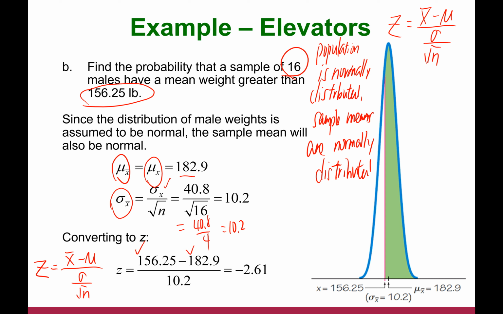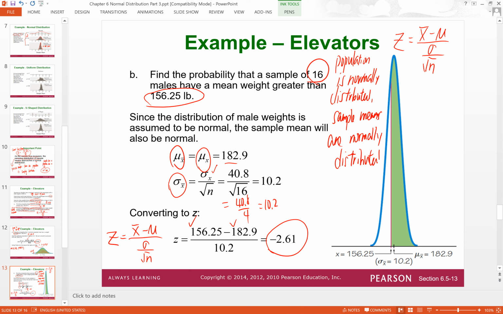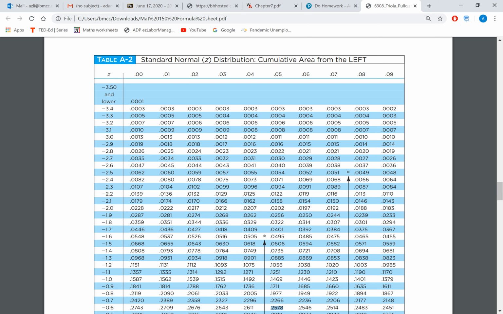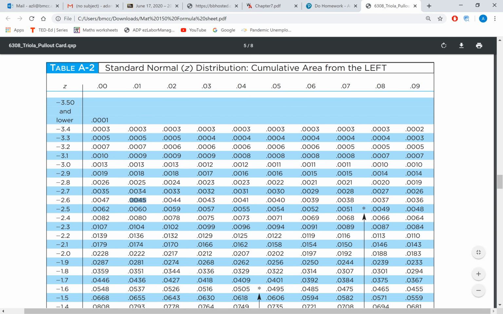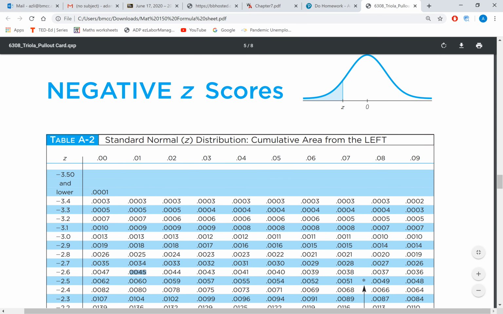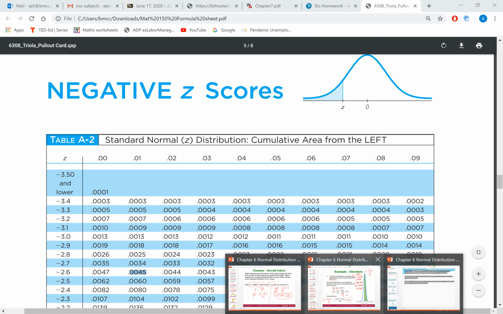Sample mean minus population mean over the standard deviation for the sample means, we get a z-score of -2.61. And again, if you go back to table A2, for -2.61 the probability turns out to be 0.0045. So that's the area to the left. Now let's go back to the question.